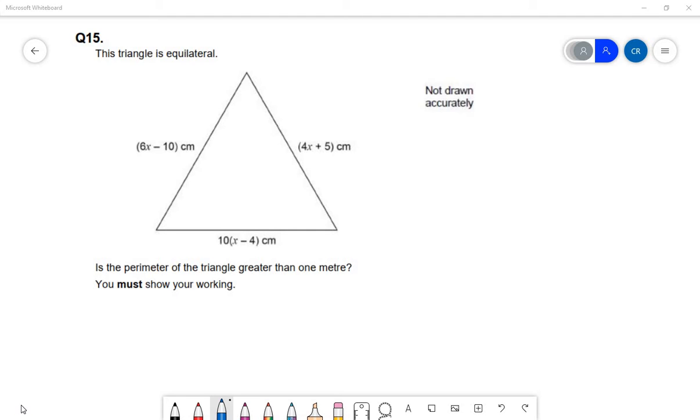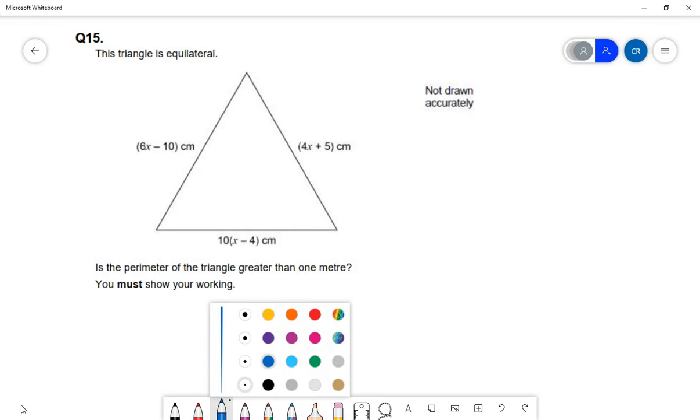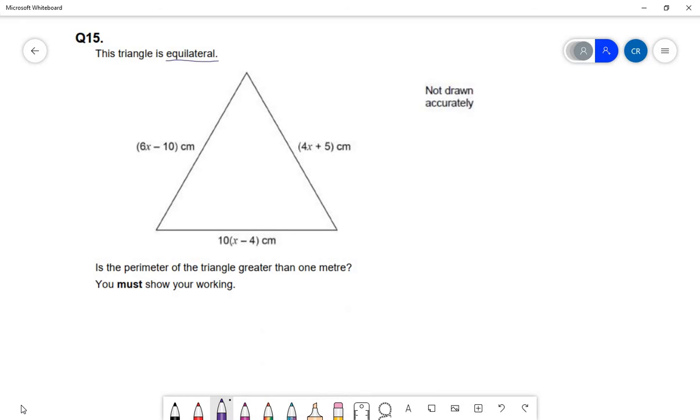Hello Year 10, this is the last question from your assessment, question 15, and we're just going to look at how we solve this. So first of all, we see that the triangle is equilateral.